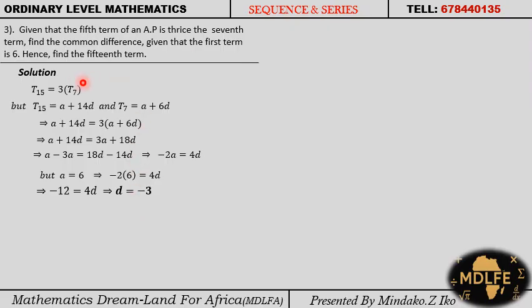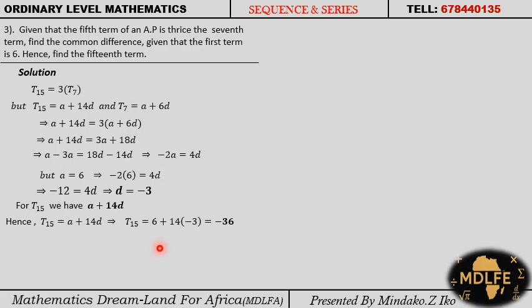Given that the first term is 6, find the common difference and hence the 15th term. For the 15th term, we have A plus 14D, as we all know. Hence T15 is equal to A plus 14D, which implies T15 is A, which is our 6, plus 14 times D, which is the common difference we just obtained, negative 3. Hence our 15th term is just equal to -36. All right, hope it is clear.